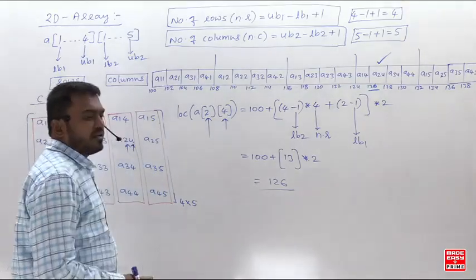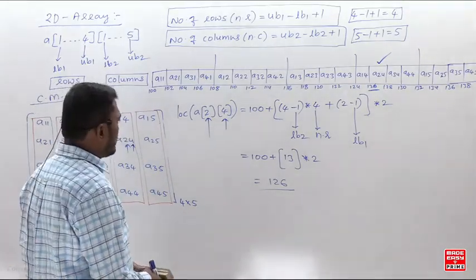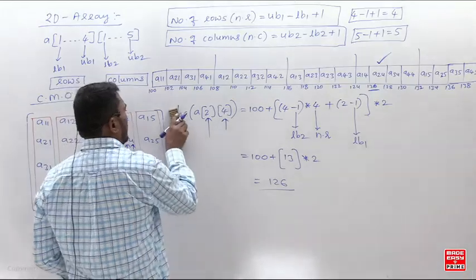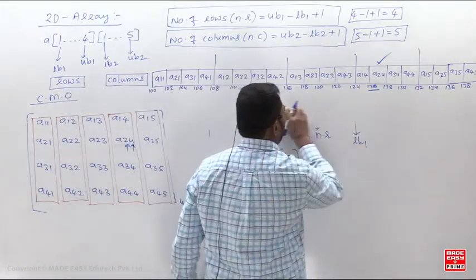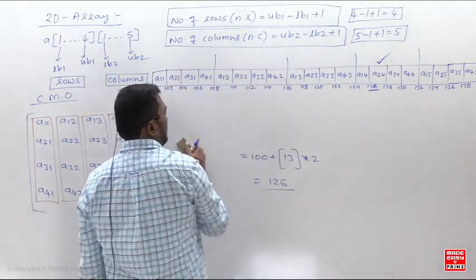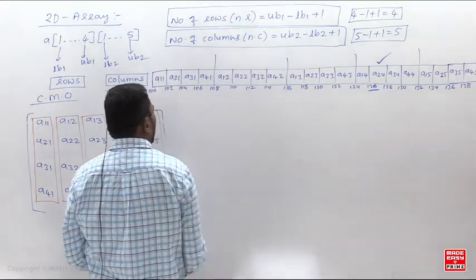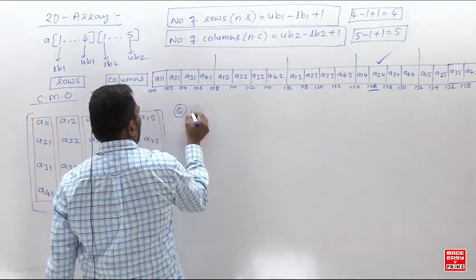Okay, so column major order, the first concentration is on the columns and then rows. So shall I remove this? Right. So note down the question.